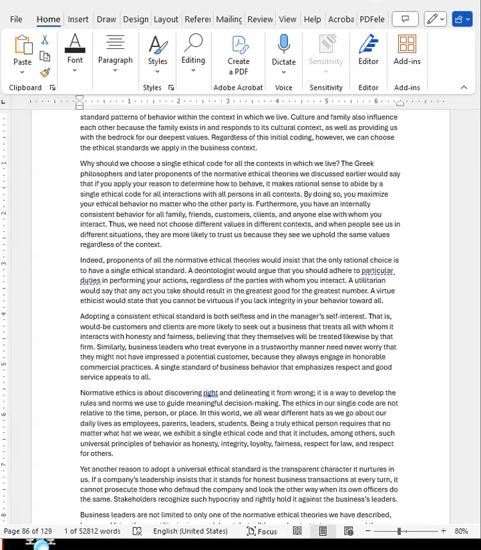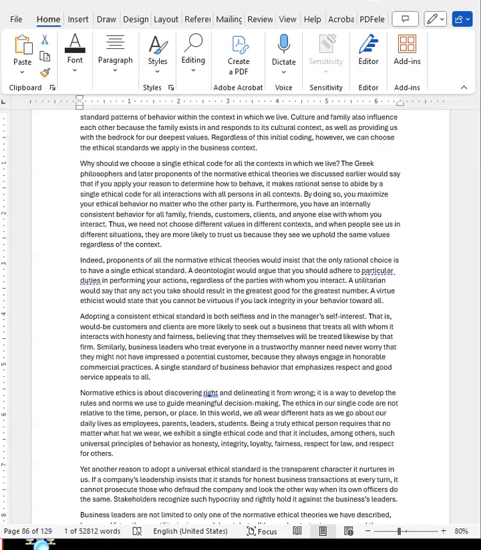Adopting a consistent ethical standard is both selfless and in the manager's self-interest. That is, would-be customers and clients are more likely to seek out a business that treats all with whom it interacts with honesty and fairness, believing that they themselves will be treated likewise by that firm.